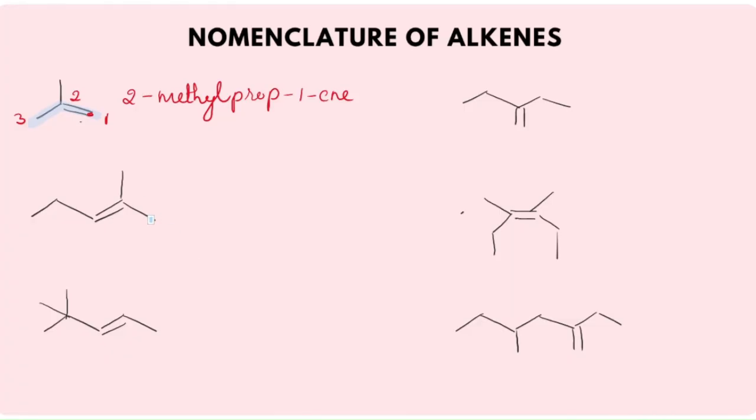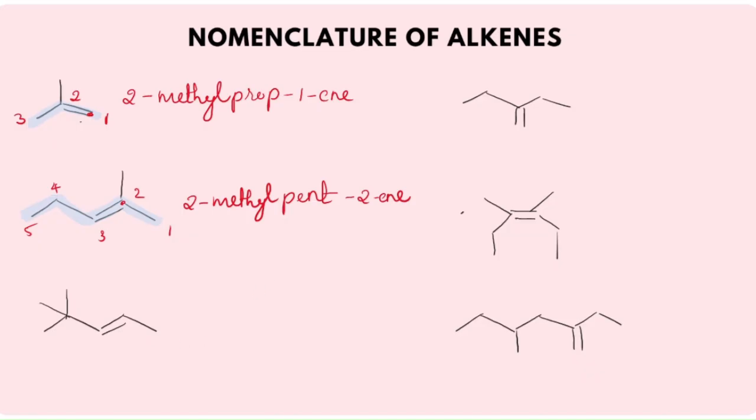Now, let's take the second molecule. Choose the longest chain, including the double bond. So, this will be the longest chain of carbons. Now, if we start numbering from here, 1, 2, 3 and 4. But if we number from here, you see the double bond carbon is getting the second number. And where is the methyl? At the second position. Therefore, 2-methyl. How many carbons are there in the longest chain? 5. Therefore, the root word is pent. And where is the double bond? Second position, 2-ene. Pent-2-ene or 2-pentene. That is the correct IUPAC name of the molecule.